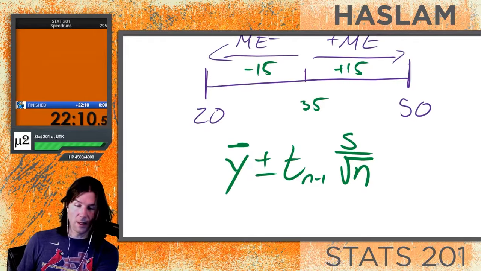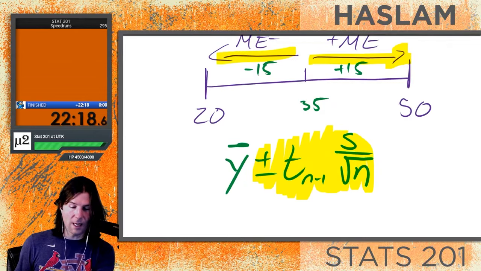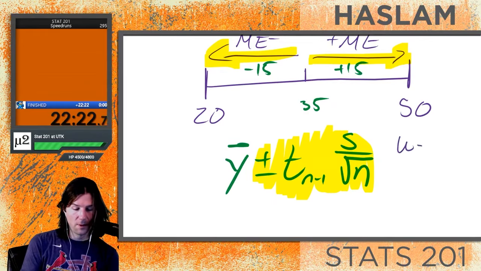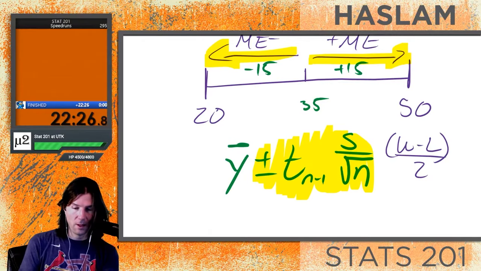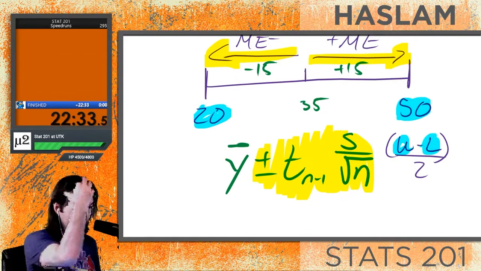And so the margin of error right here is the following, and the margin of error right here is the following. So that is the margin of error right there. It's half the length of the interval. You can always use the formula upper minus lower divided by 2. Half the length of the interval, where you have here the upper and you have here the lower, and you divide by 2. So that'd be 20 divided by 2.